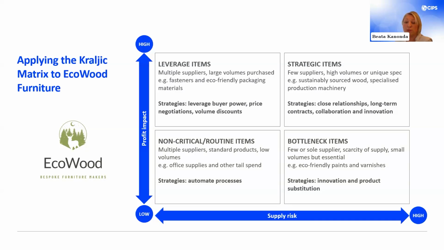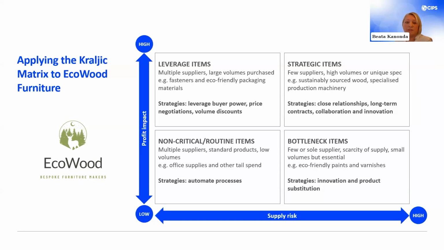EcoWood should also explore supplier diversification by developing relationships with new suppliers in emerging markets, potentially reducing reliance on current limited sources. Another option is product substitution. If the supply of eco-friendly paints becomes too risky, EcoWood can invest in finding or developing alternative materials that can still align with its environmental goals, but are easier to source.